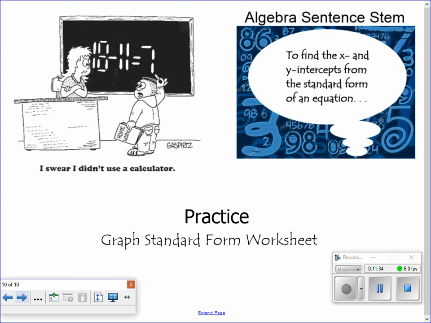Before watching the next video, I would like for you to consider how we would find the x and y-intercepts from standard form of an equation.